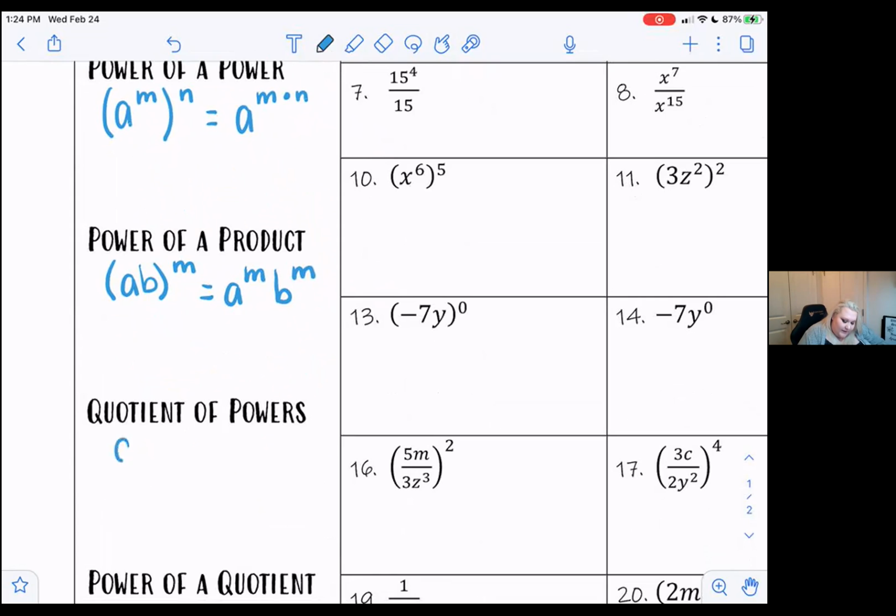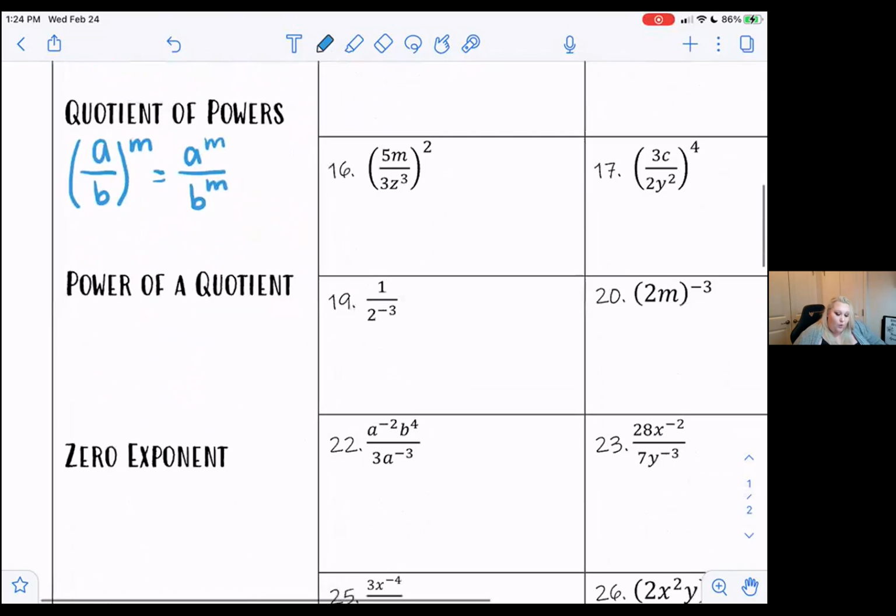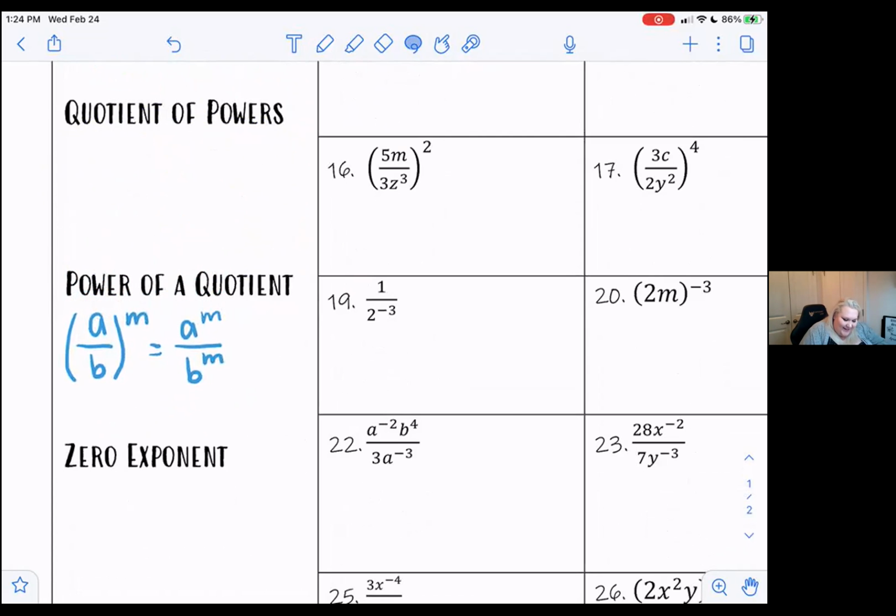If I have something like a over b, and all of that is raised to the power of m, that's like distributing it and doing a to the power of m all over b to the power of m. Power of a quotient. Oh, I think I wrote this backwards. This one should go down here.